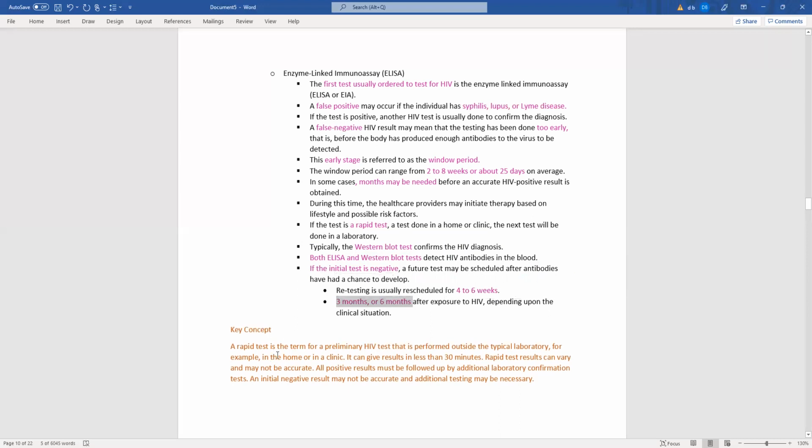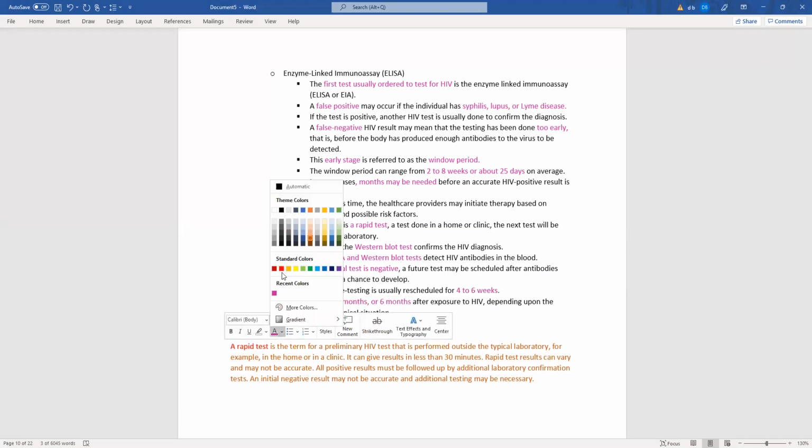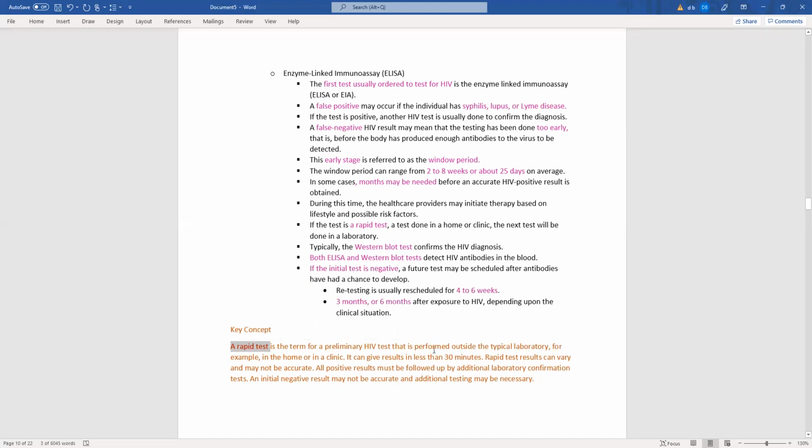Key concept to remember: a rapid test is the term for a preliminary HIV test that is performed outside the typical lab, for example, in the home or in the clinic. It can give results in less than 30 minutes. Rapid test results can vary and may not be accurate.